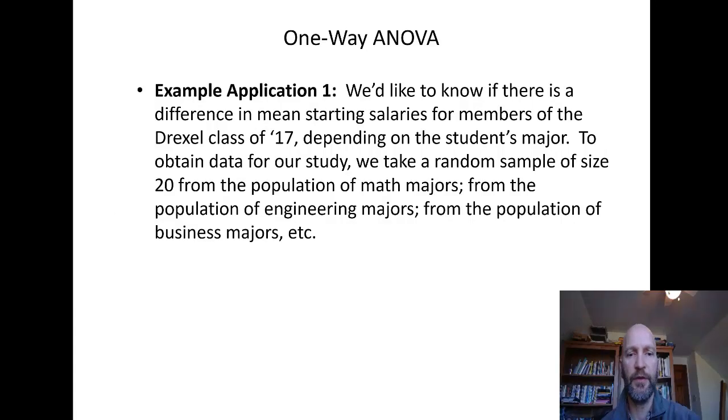Let's look at a couple of examples to illustrate what it is that we're trying to do with analysis of variance. In the first one, we're interested in the difference in the starting salaries for members of the graduating class depending on a student's major. So in order to collect this data, we're just going to take a random sample of size 20 from the population of these different majors: math, engineering, English, business, and so forth. And this is what we call an observational study, and we'll talk more about what that means in a little while.